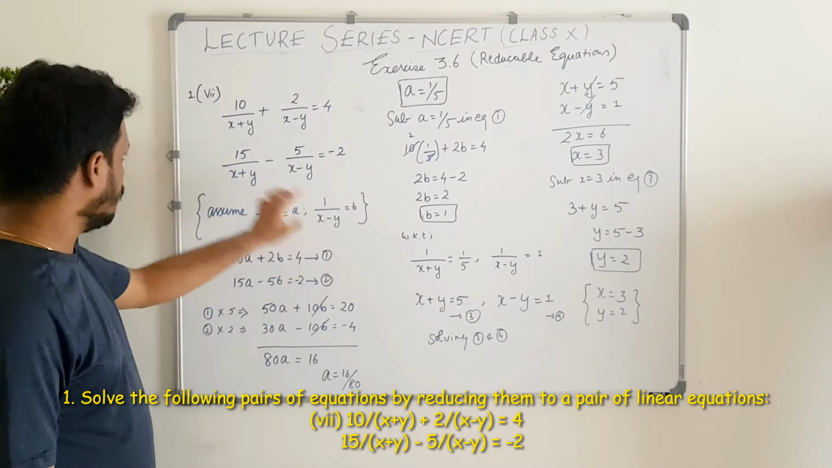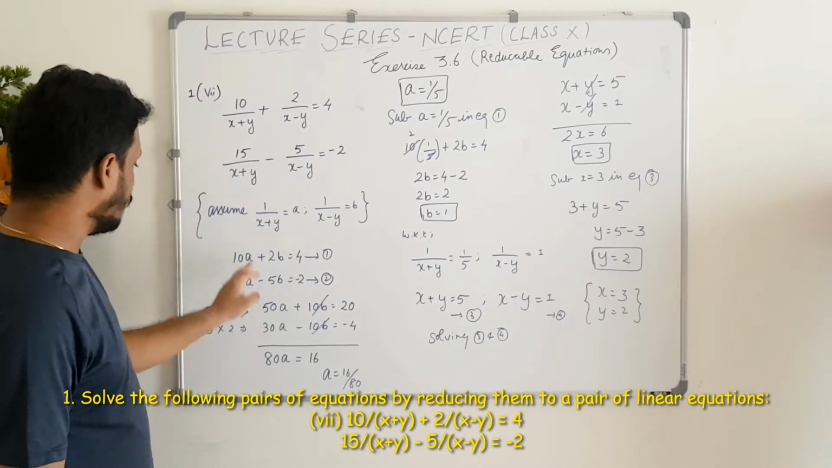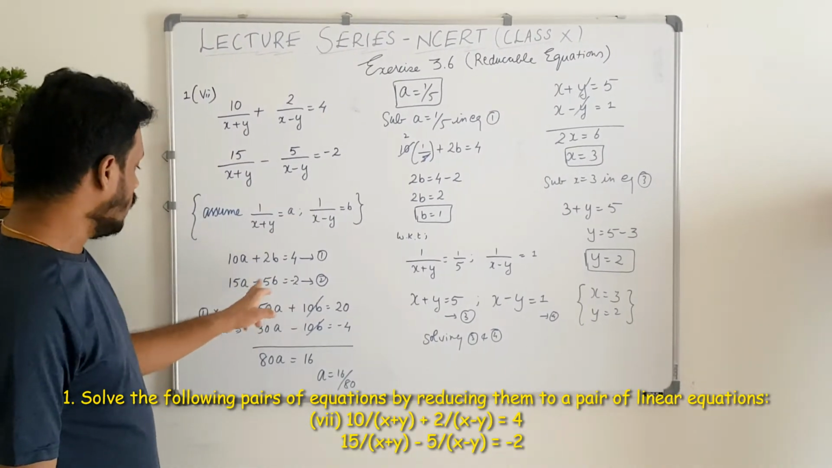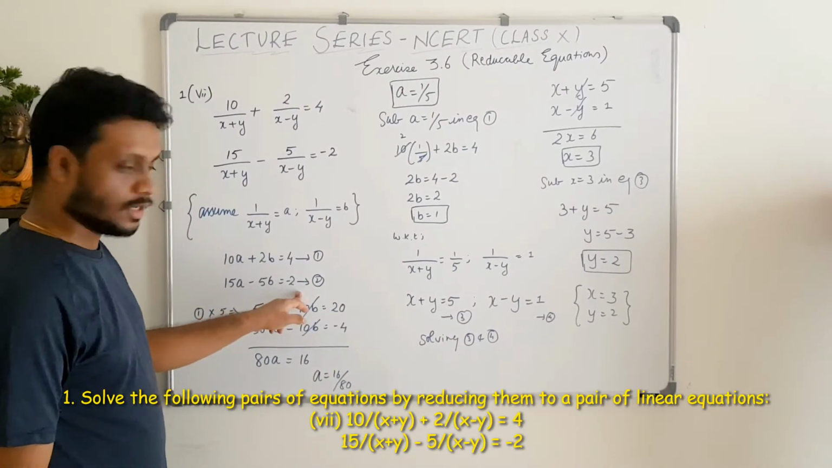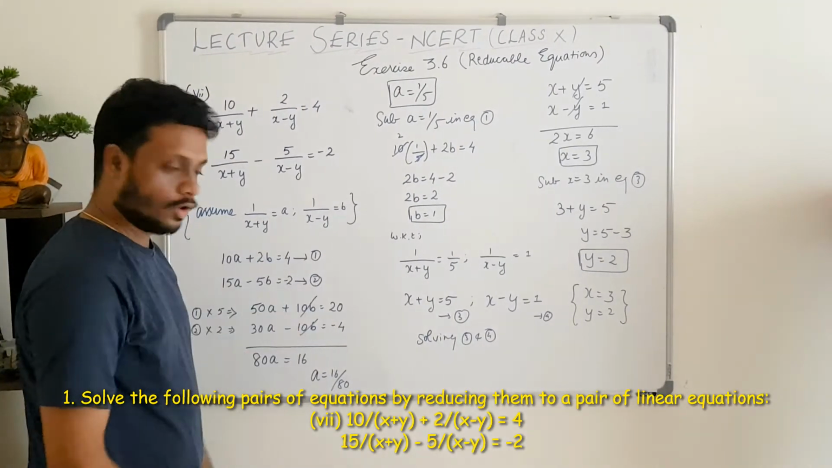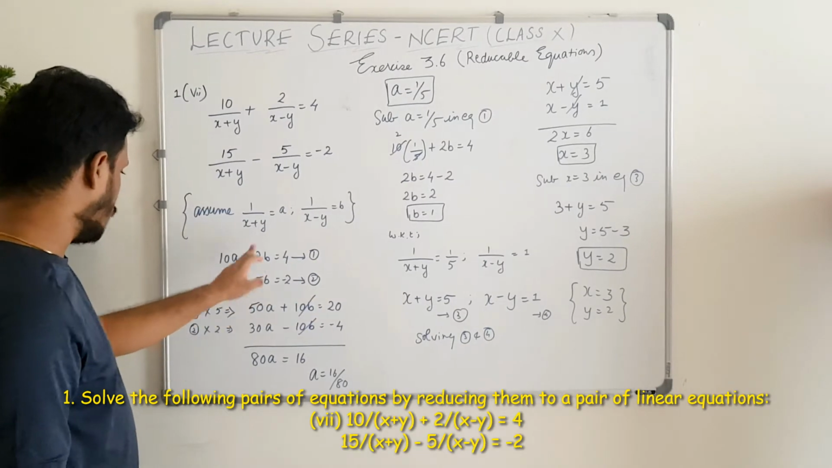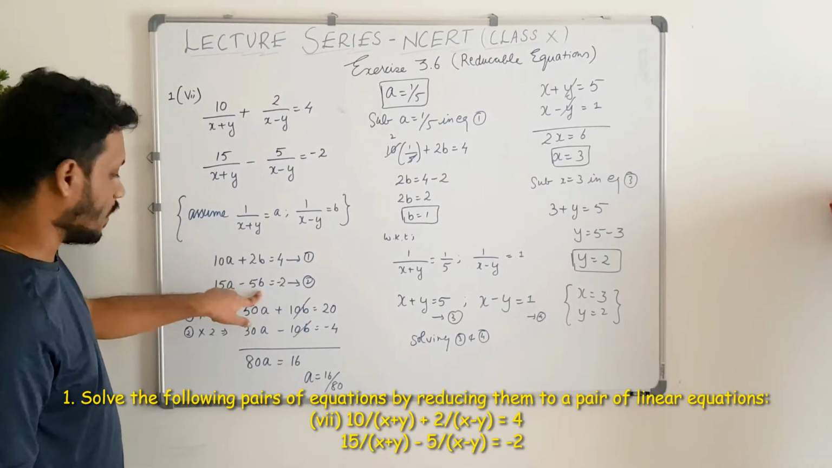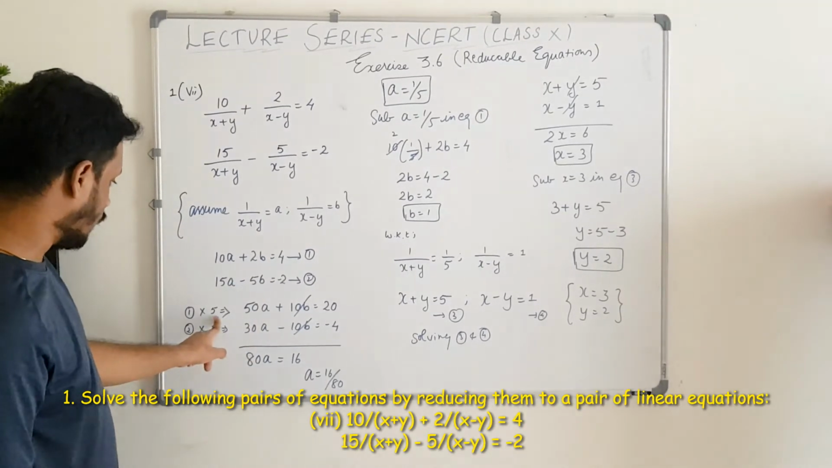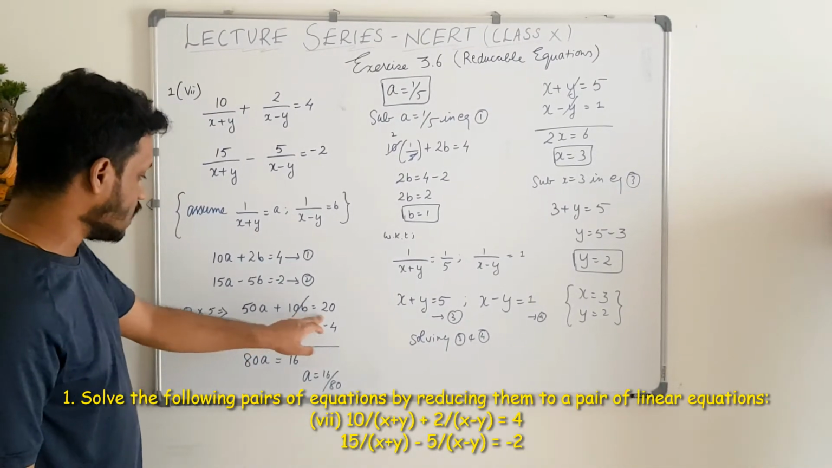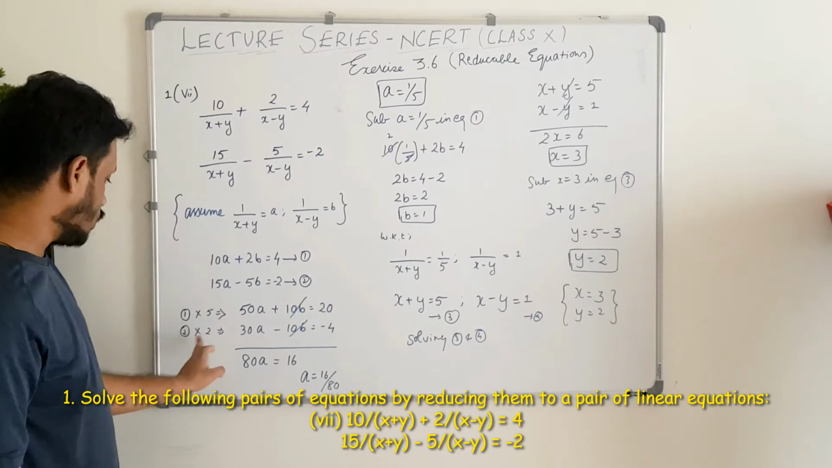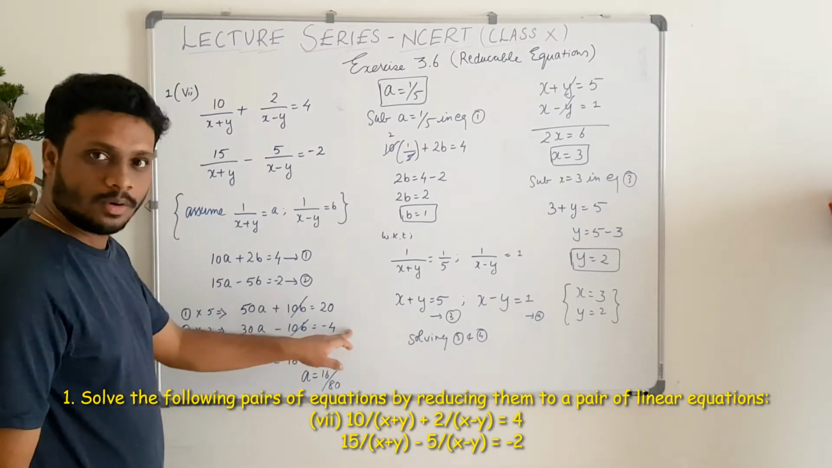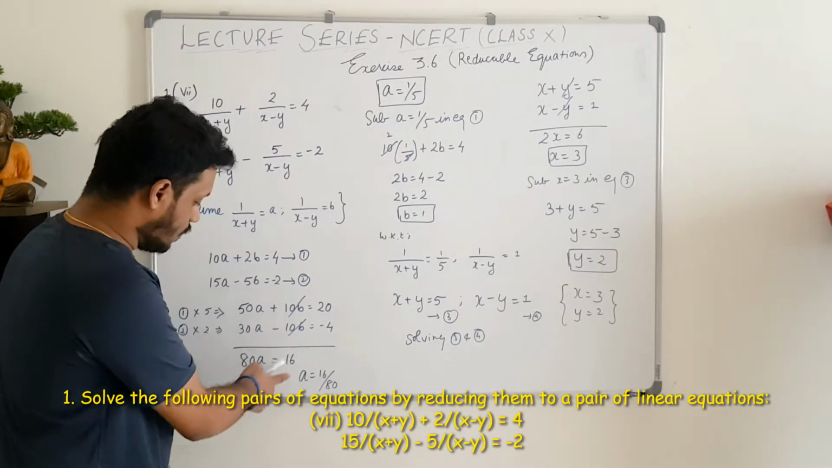After this assumption, the equations become 10a plus 2b is equal to 4 and 15a minus 5b is equal to minus 2. So this is my equation 1 and 2 for now. When I see these two numbers, I can multiply equation 1 with 5 and equation 2 with 2 so that plus 10 and minus 10 can be cancelled. So when I multiply with 5, I get 50a plus 10b is equal to 20, and the second equation with 2, I get 30a minus 10b is equal to minus 4. So plus 10b minus 10b would get cancelled.